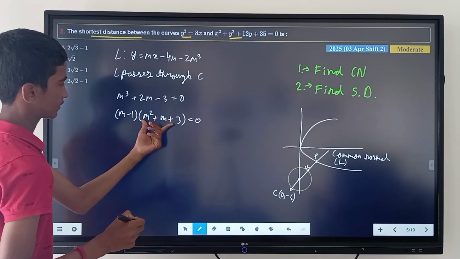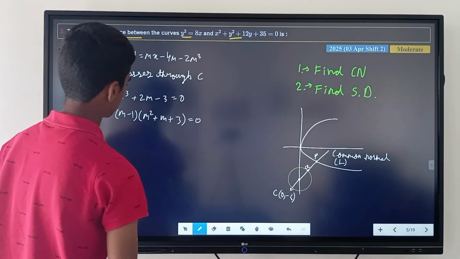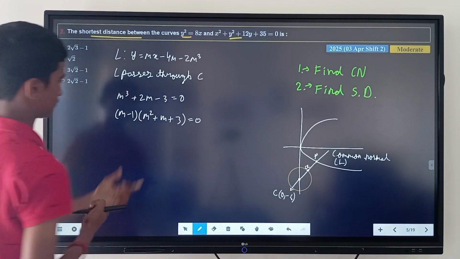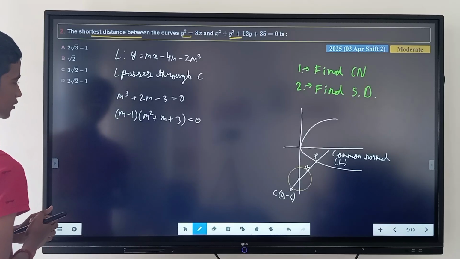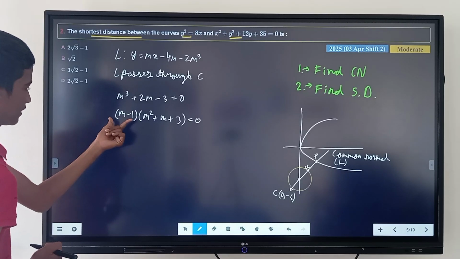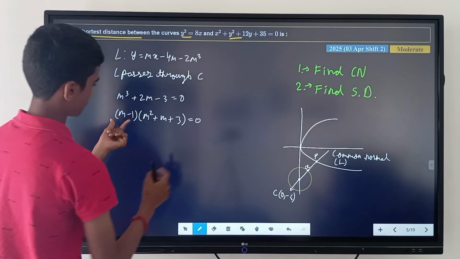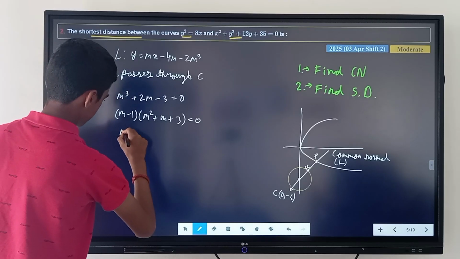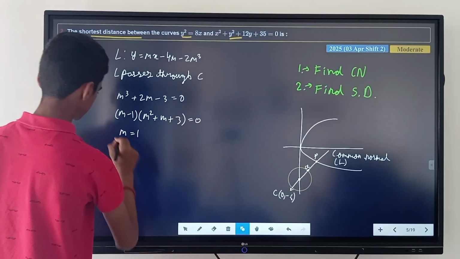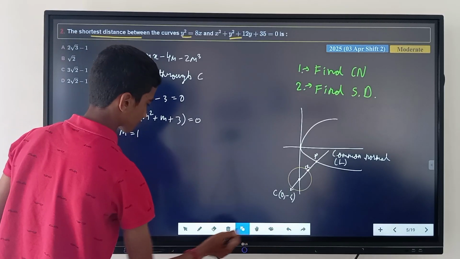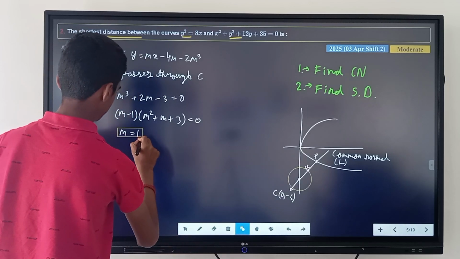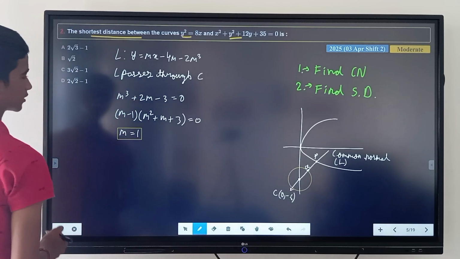Now this quadratic has a discriminant of less than 0, so we have no roots for this quadratic equation. And we will compare m minus 1 to 0. We will get m is equal to 1.